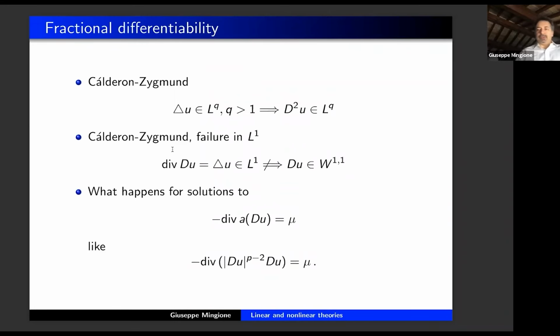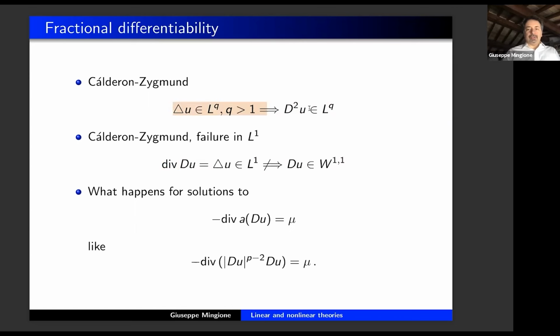Classical theory of Calderón-Zygmund: if the Laplacian belongs to L^q, then the second derivative belongs to L^q. So the classical theory of Calderón-Zygmund is switching from the Laplacian to the Hessian. That's the theory. This is classical. q is different from 1 and plus infinity. This doesn't work in the case we are interested in, that is, when the right-hand side is a measure. So essentially, you see, Calderón-Zygmund theory is that you can switch divergence. You can replace divergence with the full symbol of the gradient. That's the idea.